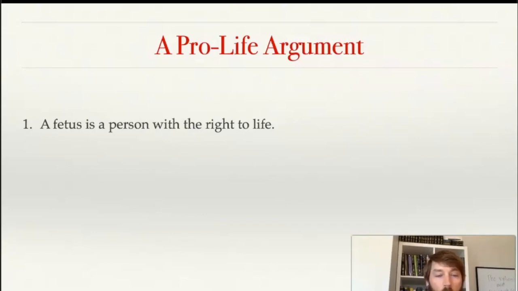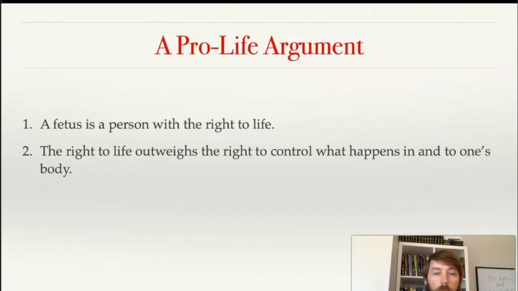She admits there are good arguments for denying that a fetus is a person, especially at the earliest stages. Thomson mentions a fertilized ovum and how there are good arguments for thinking that a fertilized ovum is not a person. But for her purposes, she admits, for the sake of the argument, that a fetus is a person with the right to life. The argument then goes from there to a premise like this: the right to life outweighs the right to control what happens in and to one's body.